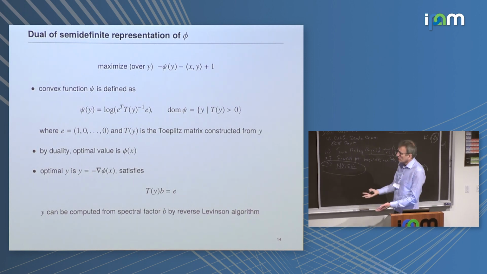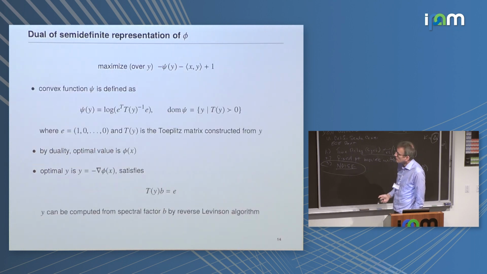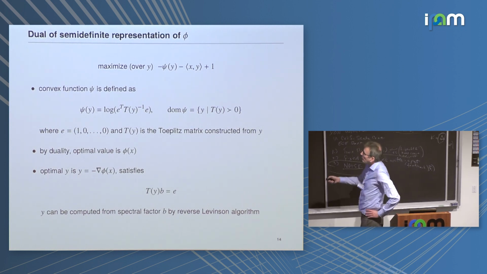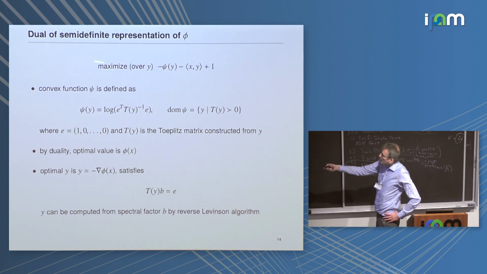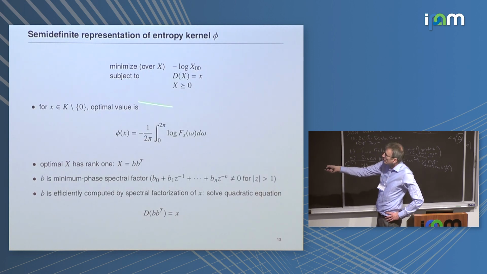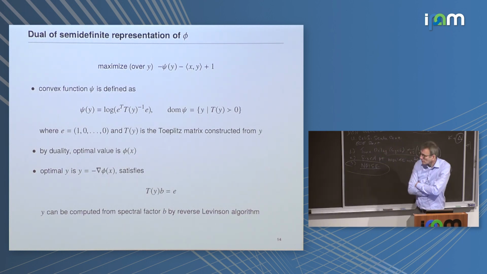and that turns out to be a convex function of y, up to changes in sign. It's actually the conjugate of this entropy function, or the convex conjugate, or Legendre transform. So it's a convex function of y. And then by strong duality, the optimal value of this problem is also the kernel function, because this is the dual of this first problem. And the optimal y gives us the gradient of the function.